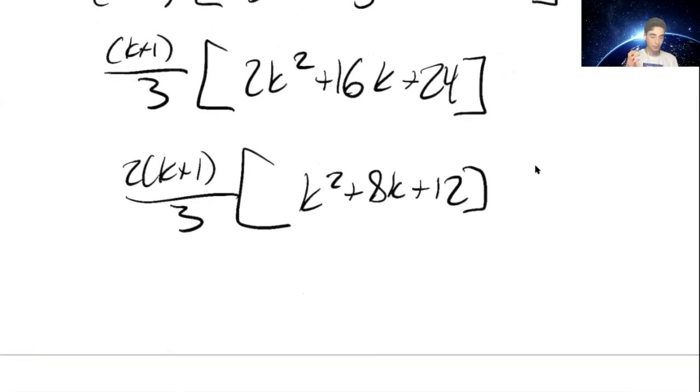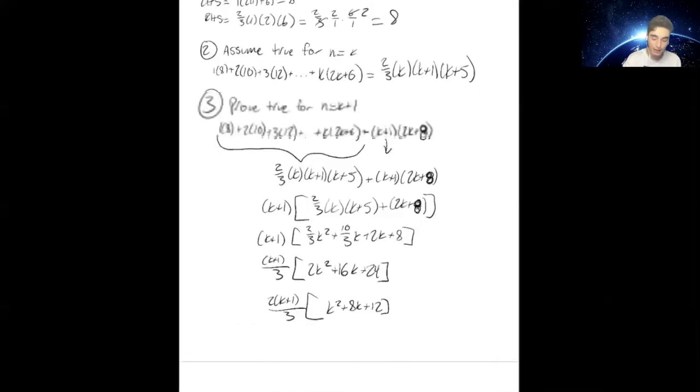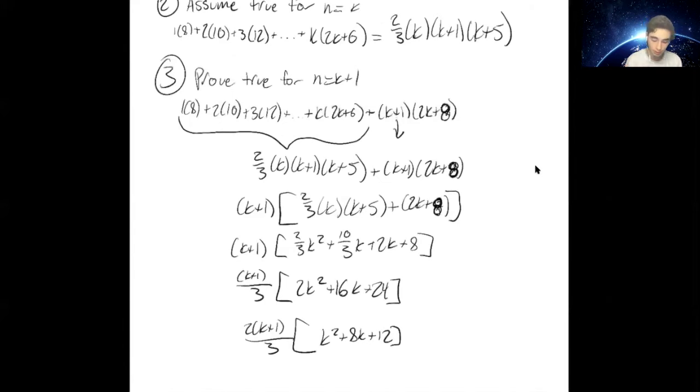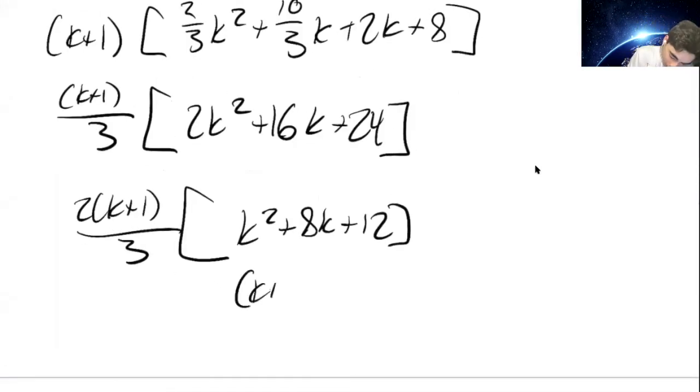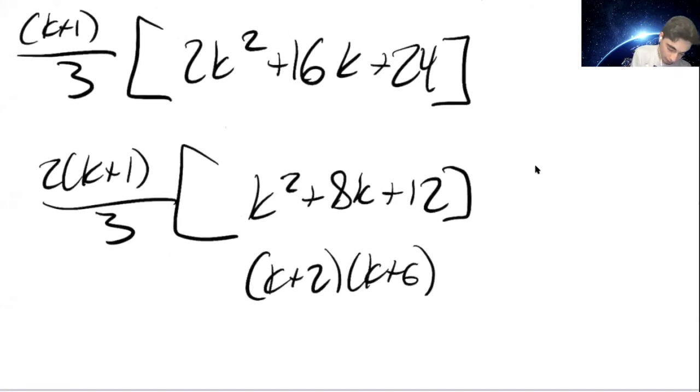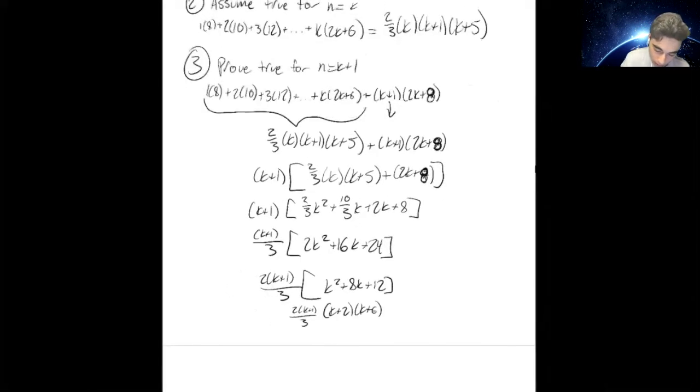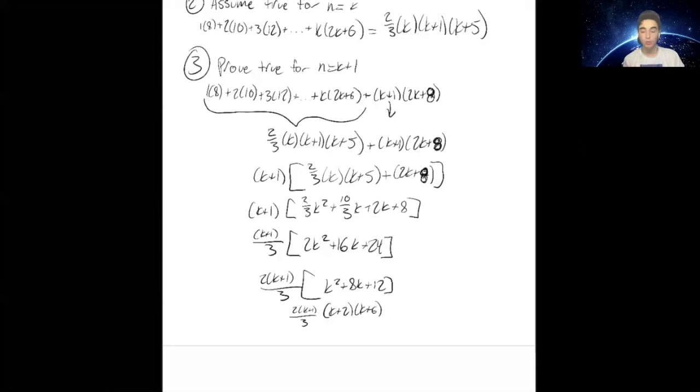Now that we know what we're doing, we can see this is very similar to this. We just have a couple more steps and we're home free. If we factor this, we get k plus 2, k plus 6, because what multiplies to 12 and adds to 8? 6 and 2. So k plus 2 and k plus 6. And then we have 2k plus 1 over 3. Look at that. Okay, so we're very close.